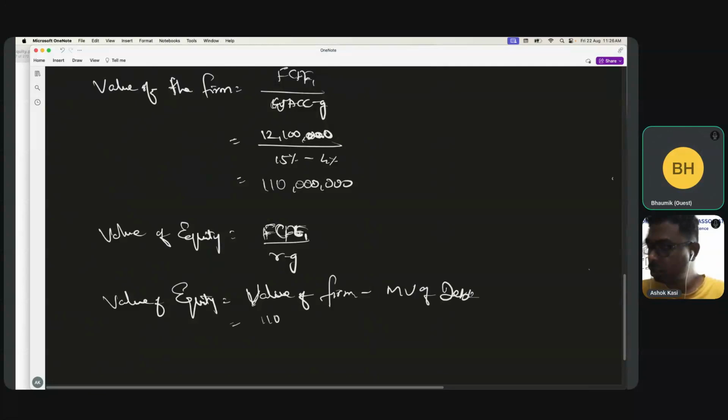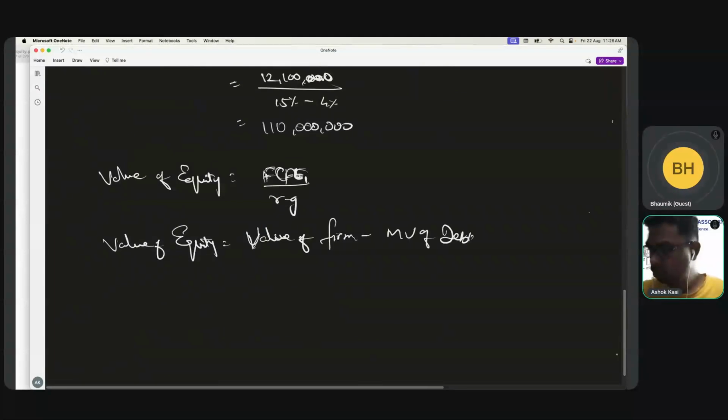So 110 million. Market value of debt is 4 million. Calculate. 106 million, sir.